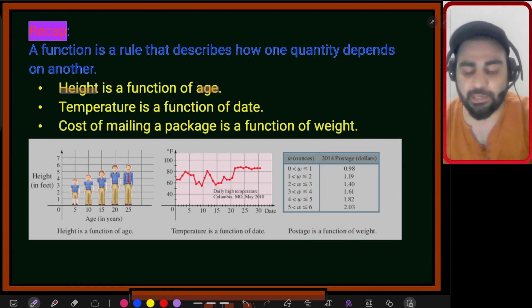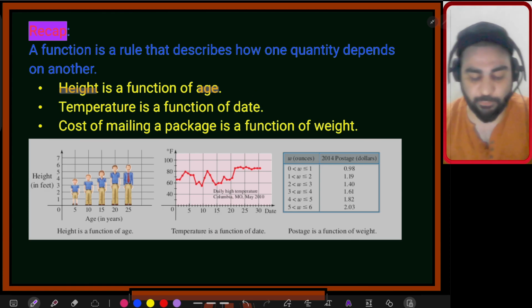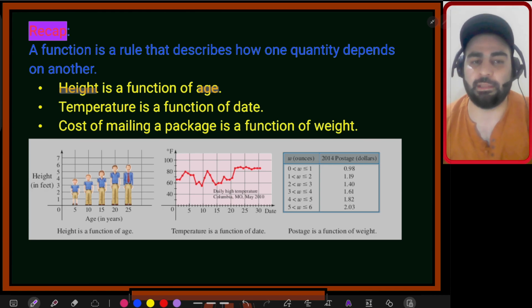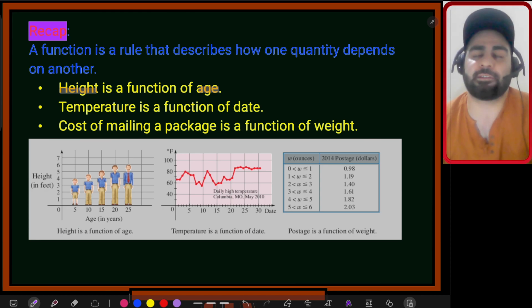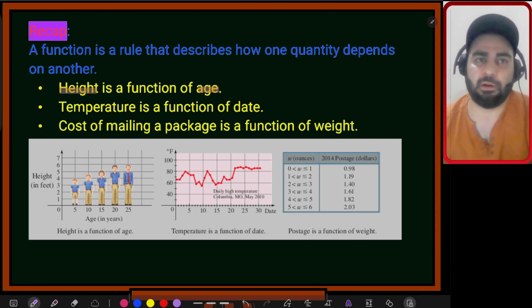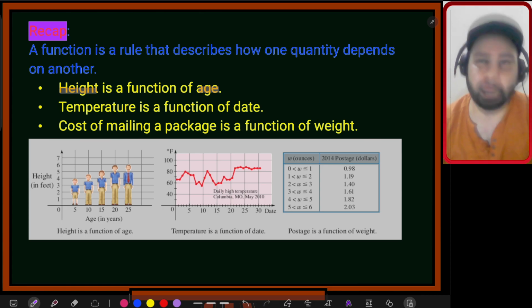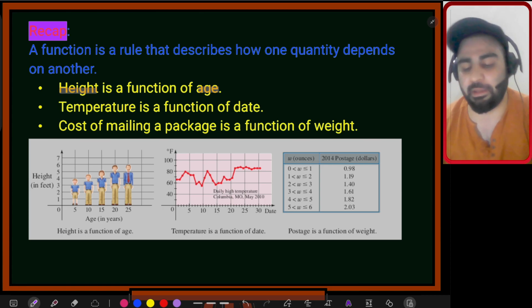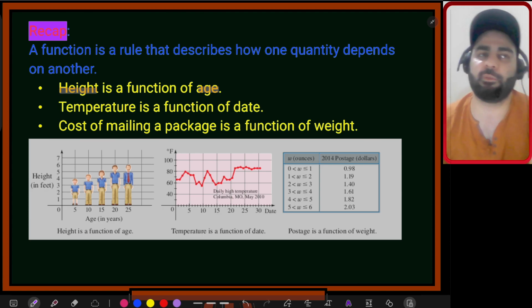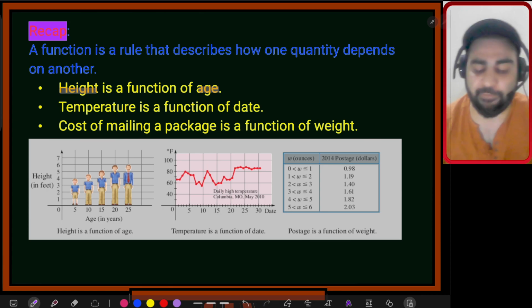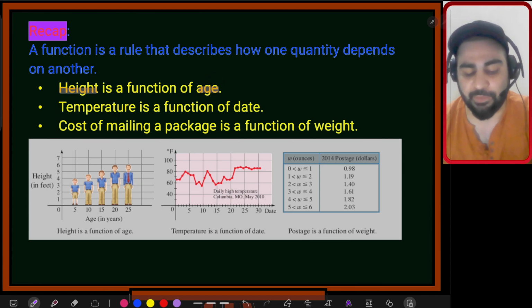Again, the temperature somehow is related to the date. If you even see these graphs over here, suppose you have a small kid, he or she will have some height. Slowly, when the kid gets older, the height also increases. So there is some pattern that you can see. Many of the problems fit into this template: one quantity somehow affects some other quantity. Age affects height, and similarly, date has some effect on the temperature.